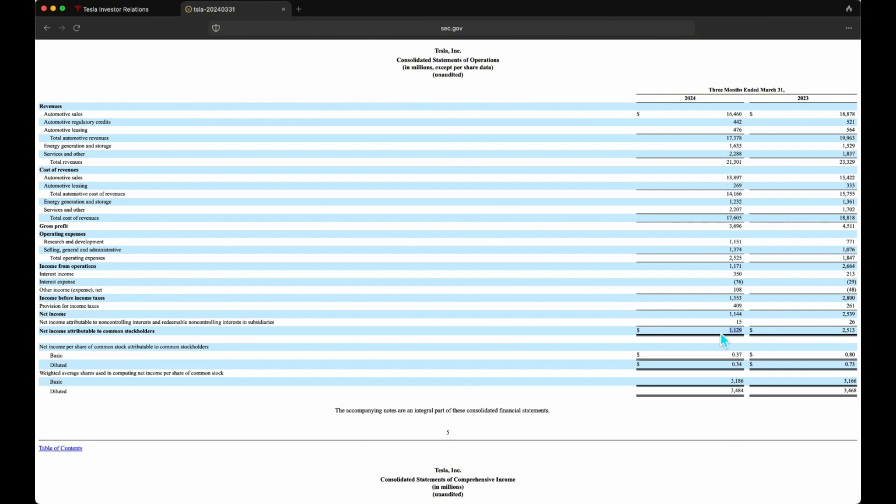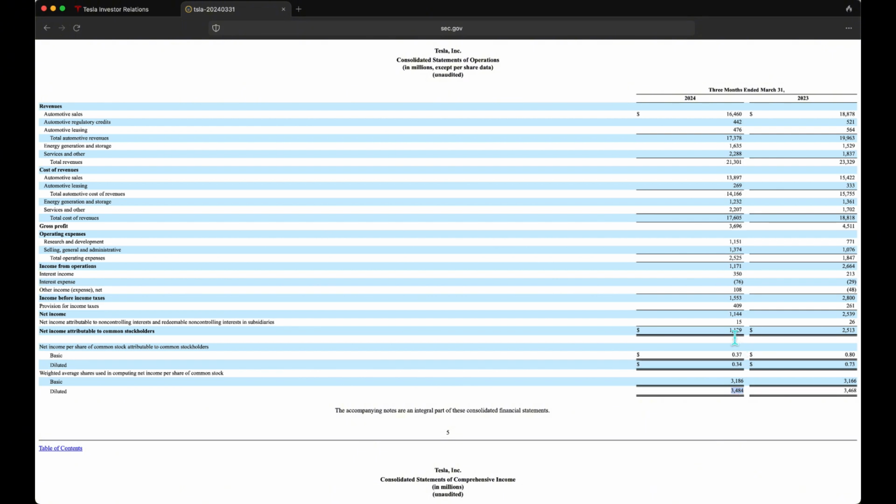Now, remember, we need two values. So we need the net income on top, but we also need the number of shares on the bottom. How do we determine the number of shares? Well, we have a value here that's weighted average shares used in computing net income per share of common stock. We have the basic weighted average shares, which is 3,186. We also have the diluted weighted average shares, which is 3,484.